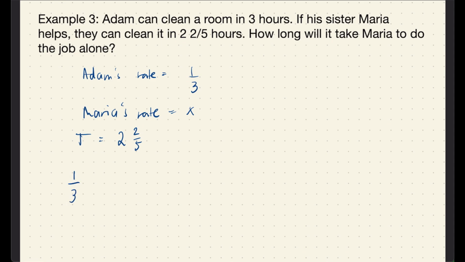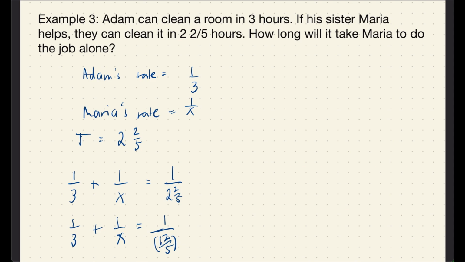Bob's rate, not Bob, that's for example 2. Adam's rate, 1/3 plus Maria's rate is 1 over x, and then the total time it will take both of them to clean it is 2 2/5. So let's just rewrite it as an improper fraction so we can arrange the fraction easily. So this will be 1 over 12 over 5.